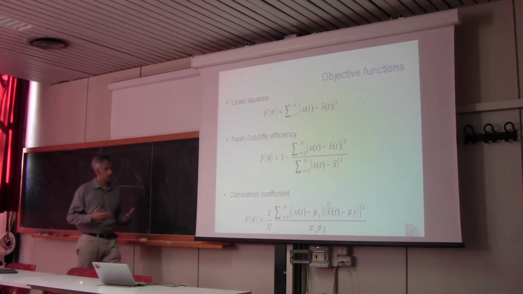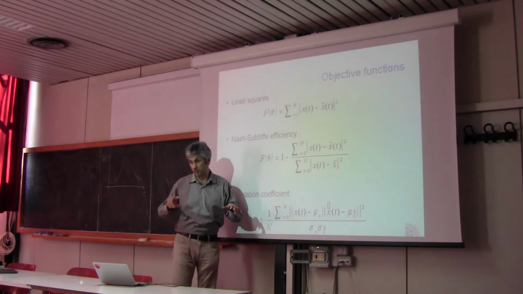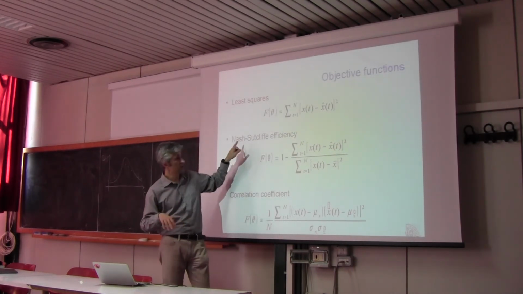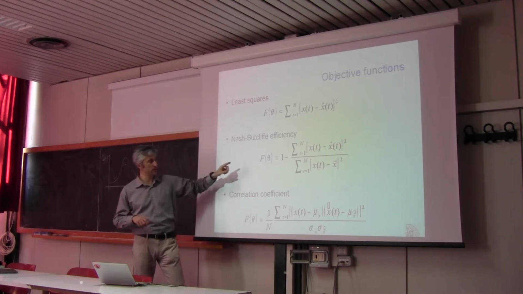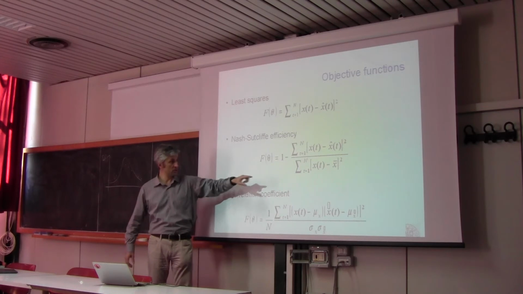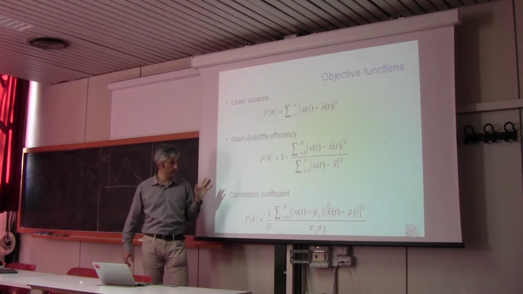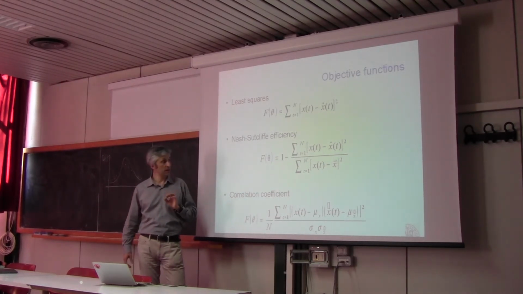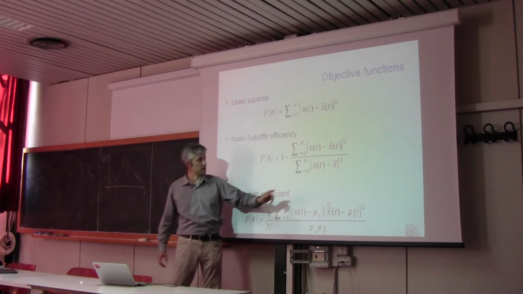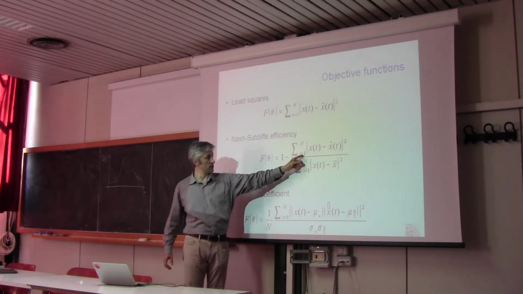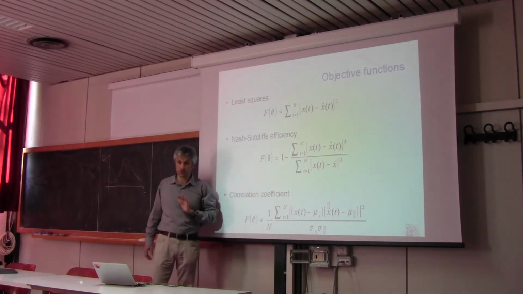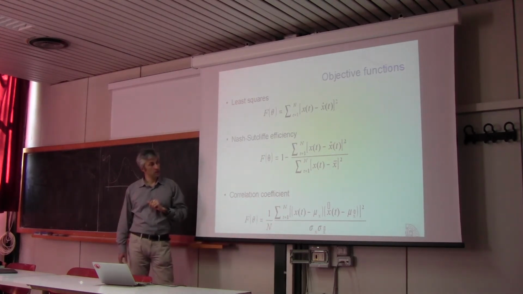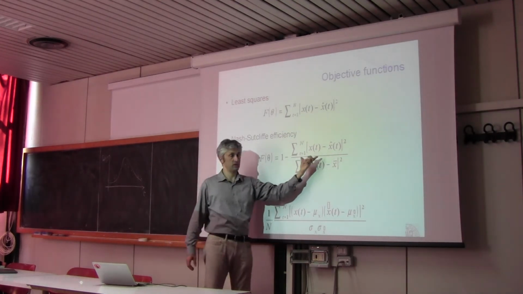And therefore, at the beginning of the 70s, in 1970, Nash and Sutcliffe, two famous hydrologists, introduced what is called the Nash-Sutcliffe efficiency, which is this objective function. Let's see how it is computed. Let's, first of all, concentrate on the numerator. The numerator is the sum of squares. So here you have the same quantity that we had above. Okay, fine. So keep in mind, this is least squares.